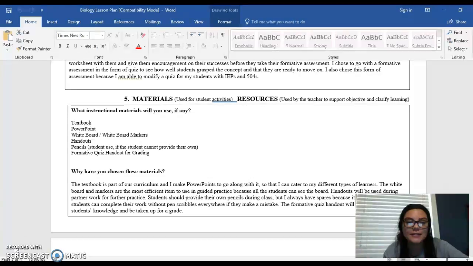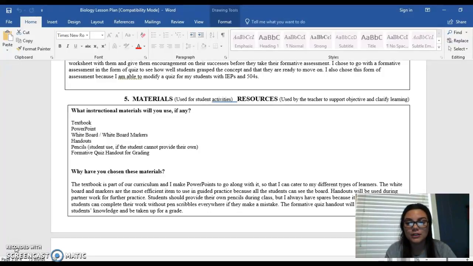The materials that I will use are the textbook, PowerPoint, the whiteboard and whiteboard markers, handouts, pencils if they can't provide their own, and a formative quiz handout. I chose the textbook obviously because it's part of our curriculum, and I made PowerPoints to go along with it. This allows me to cater to my different types of learners, read out of the textbook or look along on the board, because usually I try to include some extra pictures and extra examples.